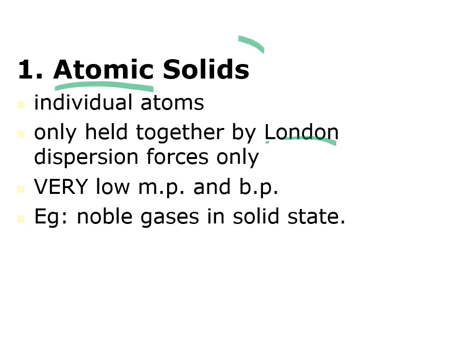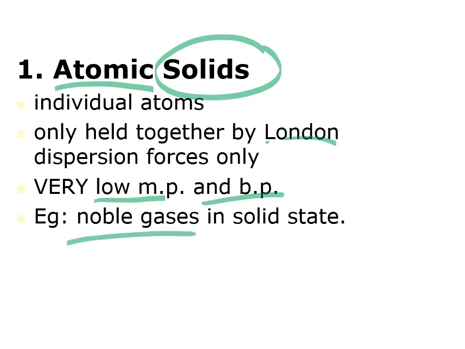So if you want to make a solid out of these things, they'd have to be at incredibly low temperatures, because any energy at all would cause these atoms to start moving apart from each other, because the forces that hold them together are so low. So a very, very low melting point, and then a slightly higher but still very low boiling point. Think of these as the noble gases in a solid state.